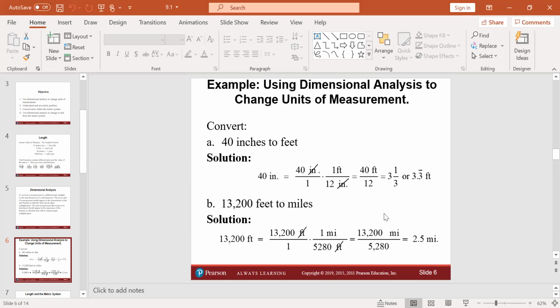So this becomes 13,200 divided by 5,280. The miles stay put. You do the actual math, you go whip out your calculator, you'll get 2.5 miles. Exactly 2.5 miles.